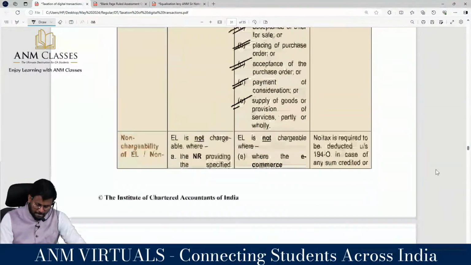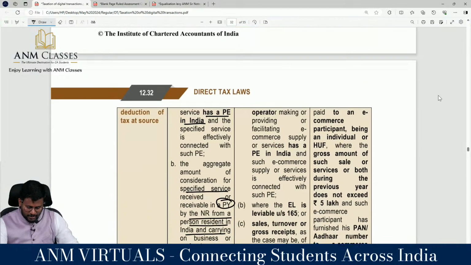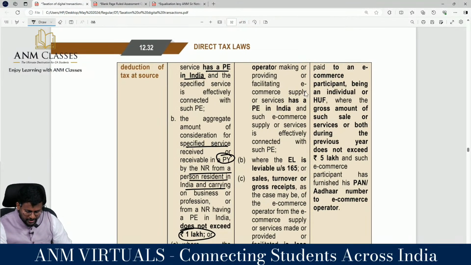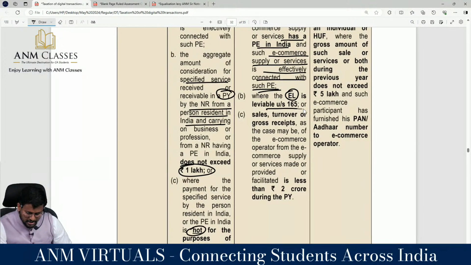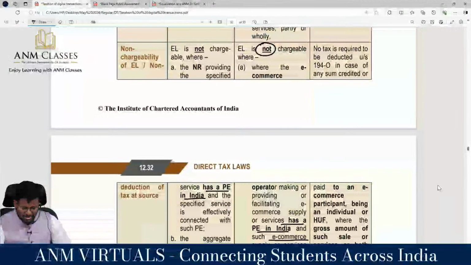Equalization levy is not chargeable where the e-commerce operator making, providing or facilitating any supply or service has a PE in India and such e-commerce supply or service is effectively connected with such PE, or where the equalization levy is leviable and the sales, turnover or gross receipts, as the case may be, of the e-commerce operator from the e-commerce supply or service made, provided or facilitated is less than 2 crore, because if it is less than 2 crore, SEP will not be there.